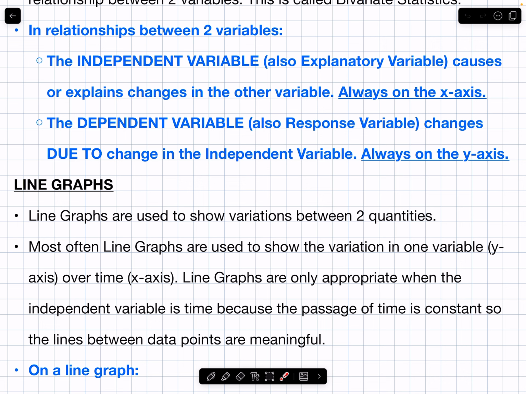The dependent variable is the other variable, also known as the response variable. This is the one that changes due to changes in the independent variable. That must always be on the y-axis, which is the up and down axis on your graph. So that'll be the first time to pause the video for notes. Can you get those down, please?